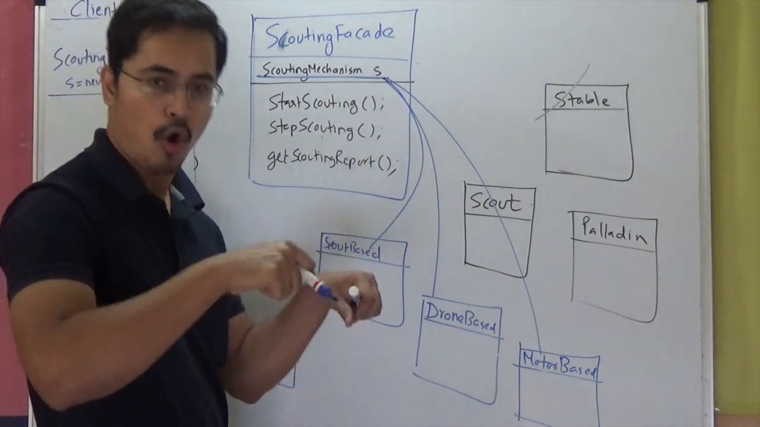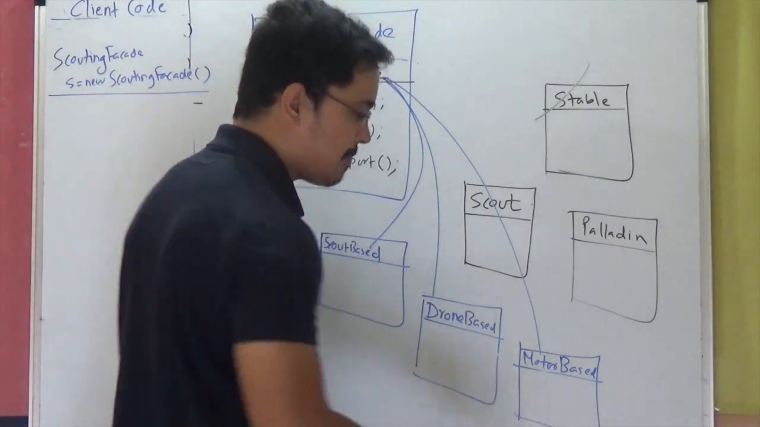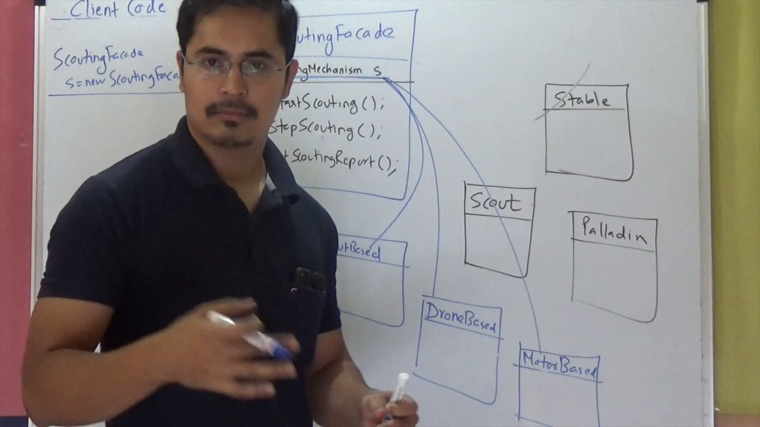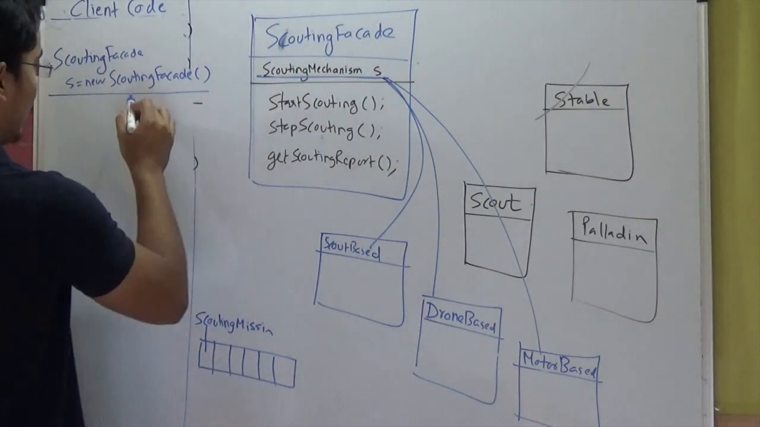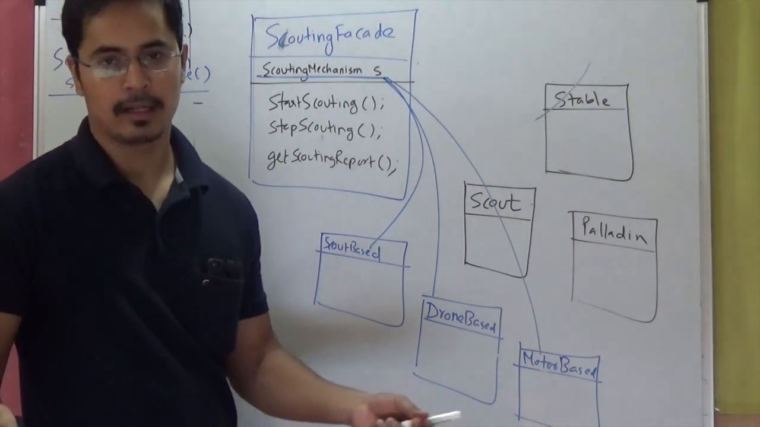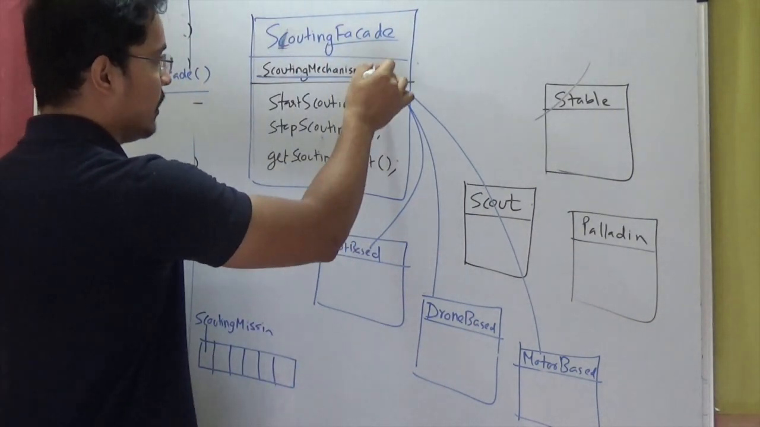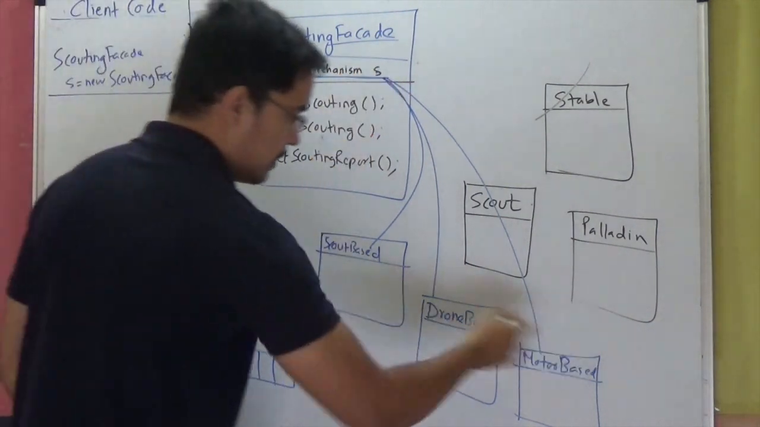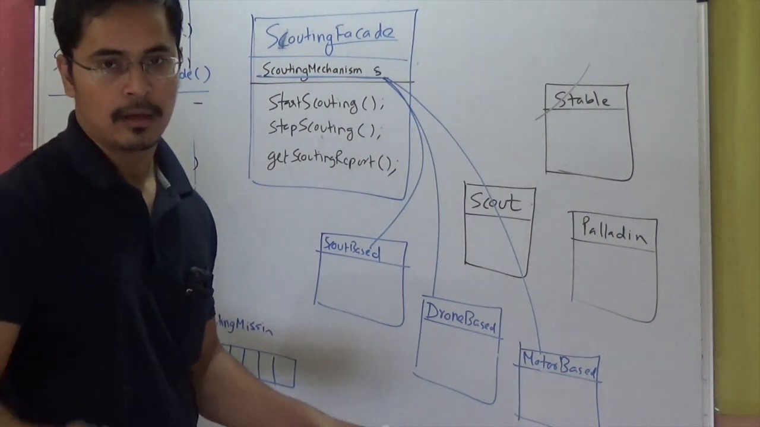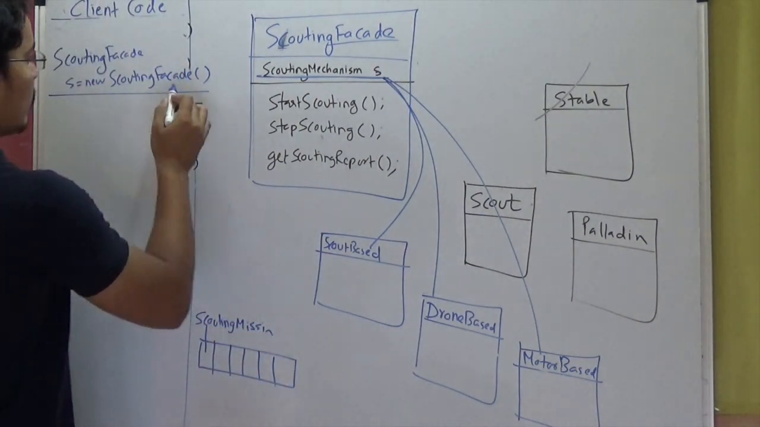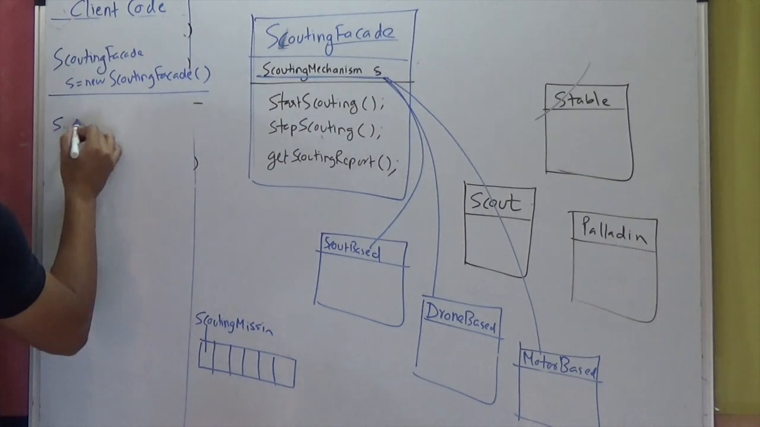So there are different concrete implementations of scouting mechanisms: scout based, that is horse based; drone based, the ultra modern era; and motor based, using a car or tank or something like that. That will be decided according to the era in which the player is playing. So the constructor of the scouting facade will initialize s to one of these concrete implementations. But the client doesn't have to bother about it.